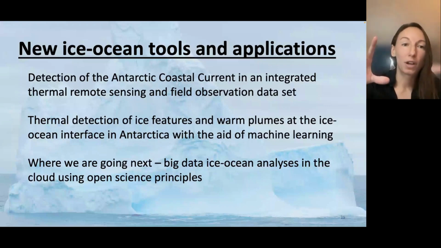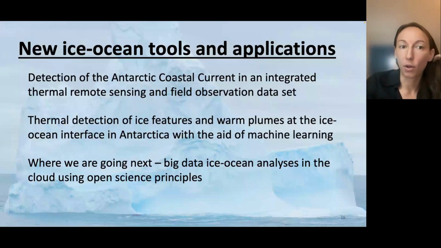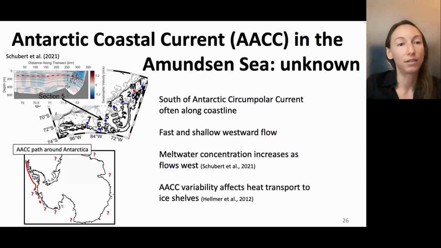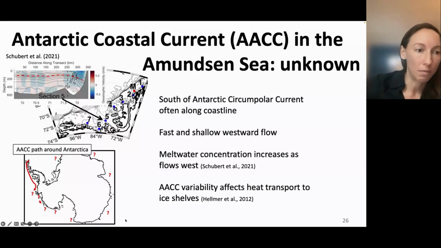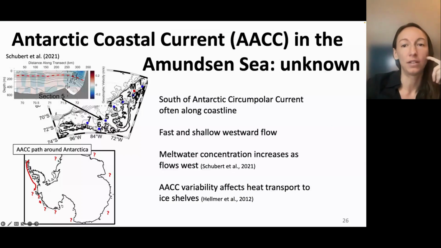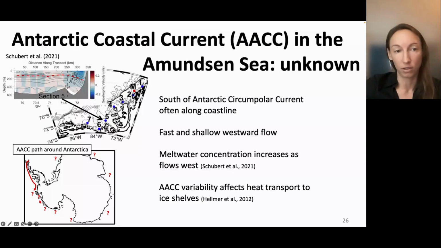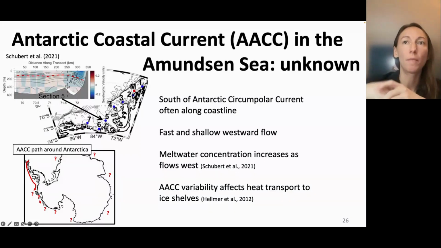So some of the work that we're doing is on the Antarctic coastal current. It's because the currents around Antarctica are almost completely unknown. You'll see this map here down at the bottom showing the Antarctic coastal current path around Antarctica. There's been work in the Antarctic Peninsula to show that it exists along the coastline. It flows to the east and towards the west, and it carries a lot of meltwater in it as it passes by the ice shelves.